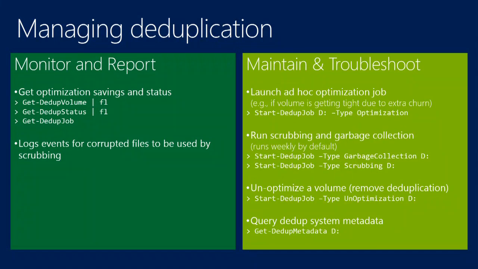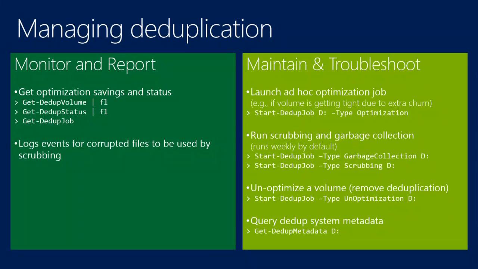We already talked about the ad hoc optimization job. You can start that anytime you want. There's a scrubbing and garbage collection process that, again, happens automatically on a scheduled basis in the background. Runs weekly by default. You can run it more often. It will go find places where there is data that can be eliminated. It will also do the scrubbing job, validates the integrity, and we'll talk a little bit more in a couple slides about data integrity.